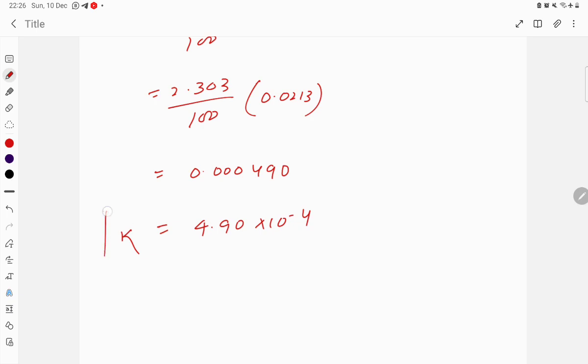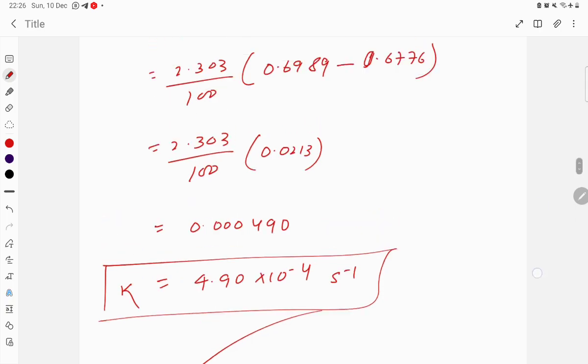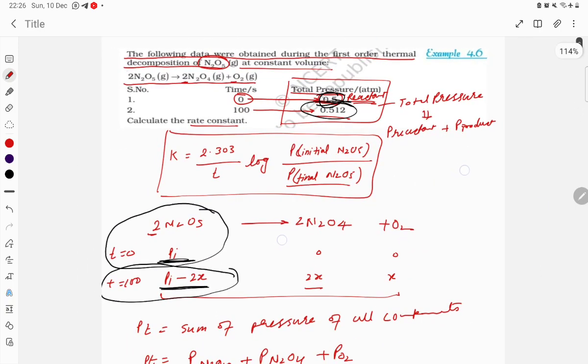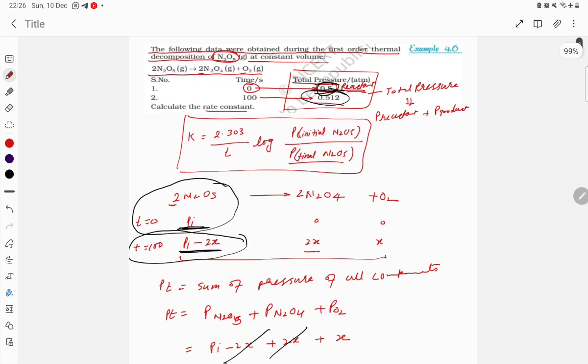What is the unit for a first order reaction, student? Second inverse. This is the answer. It is taking a little bit of time, but you should understand, student.